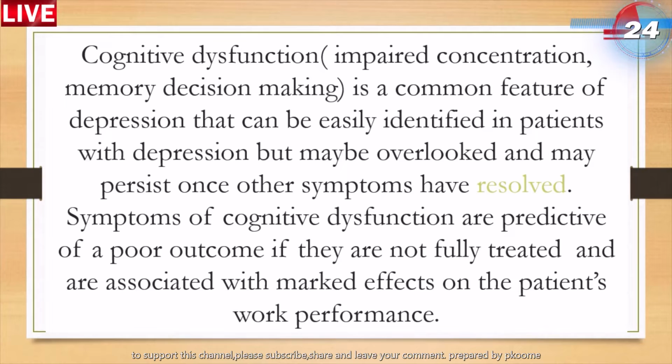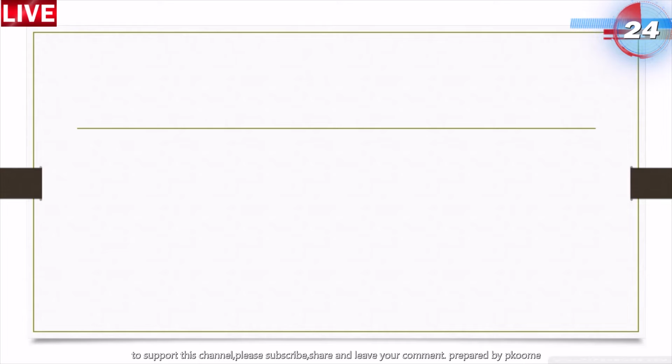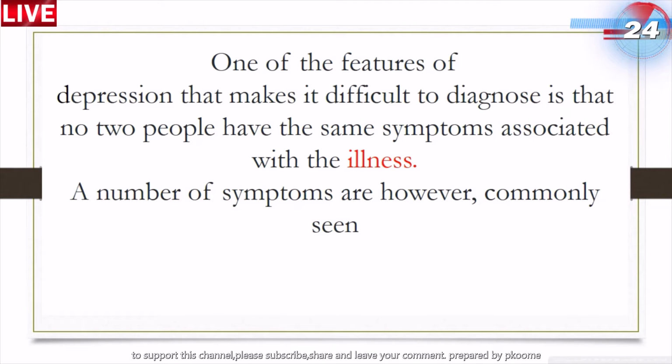At times, it is very hard to identify that a person in a group of people is suffering from depression. Why is it so? Let's see why. This is because one of the features of depression that makes it difficult to diagnose is that no 2 people have the same symptoms associated with the illness. A number of symptoms are, however, commonly seen. What does this mean? For example, you have 2 people.